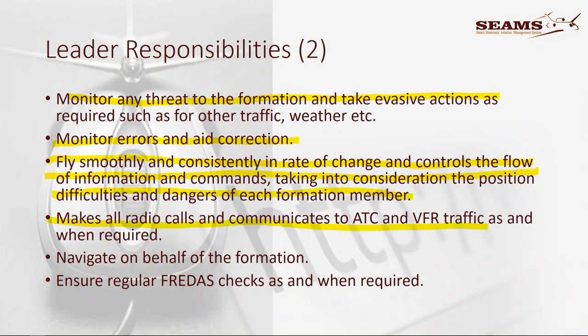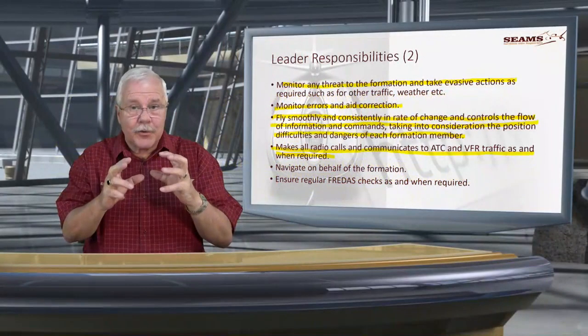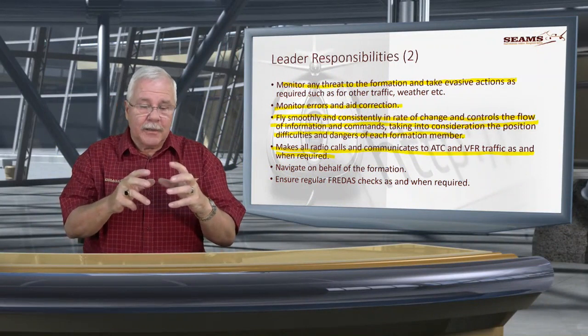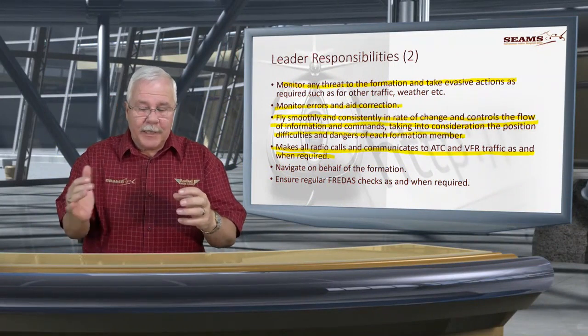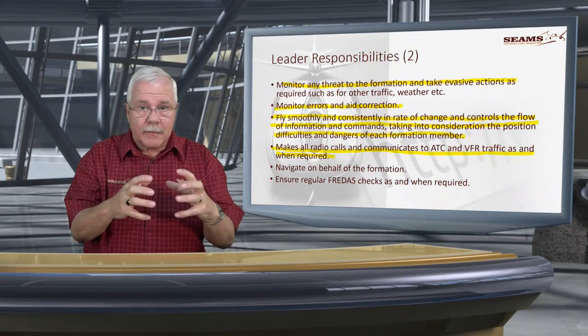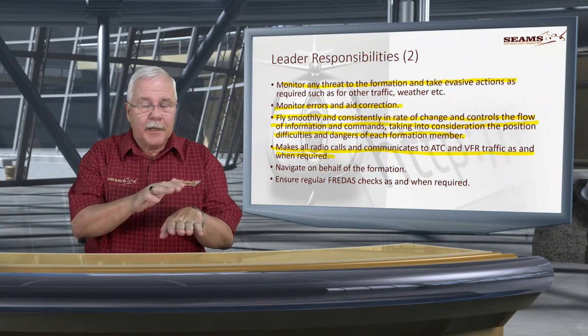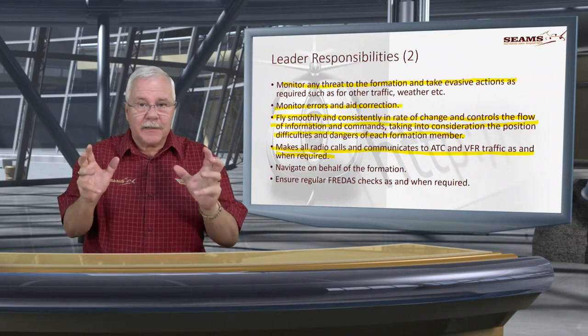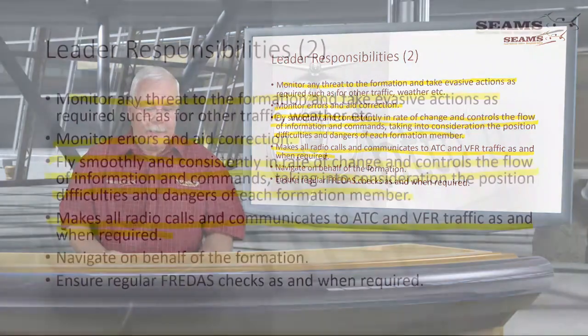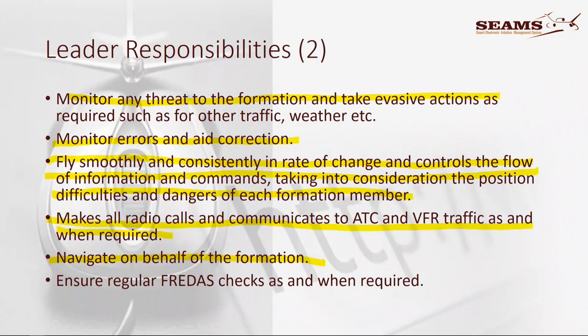Number 1 makes all the radio calls and communicates with ATC. Remember, the moment you're in a formation, it's one call sign, and whatever ATC is, that stays there, because the rest have got eyes and ears only for number 1. Number 1 is the eyes and the ears, the decision making, and navigates on behalf of the formation.